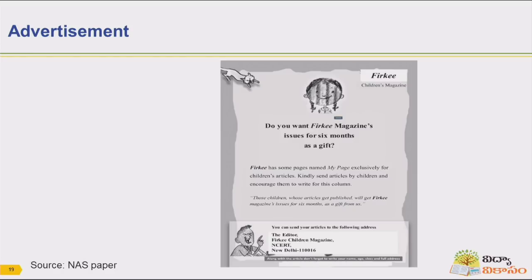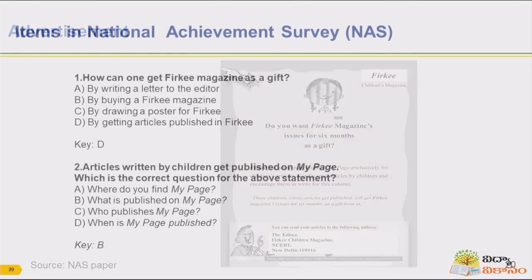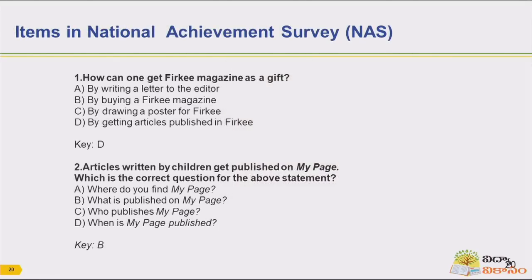If you observe this advertisement, there is some description, clearly described like this, and then the question is like this: how can one get Firki magazine as a gift? And articles written by children get published on my page. Which is the correct question for the above statement? That means children have to frame a question by going through that advertisement. They need to find out the reason how they will get a gift of Firki magazine and all.